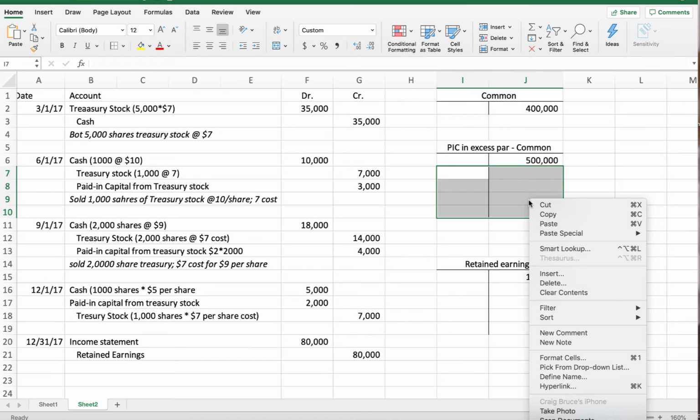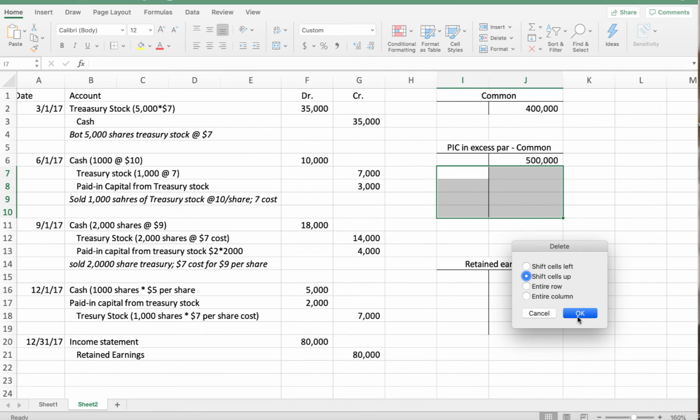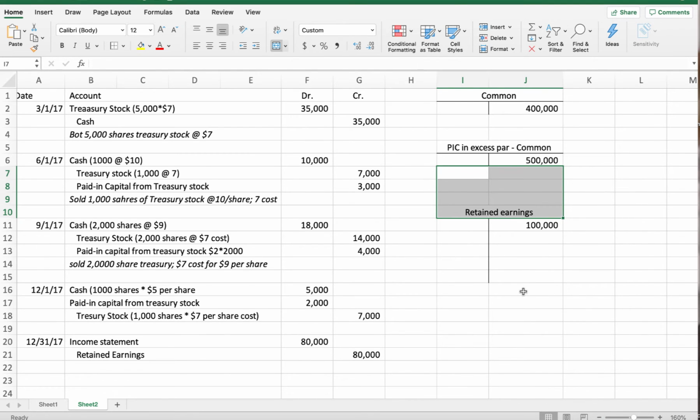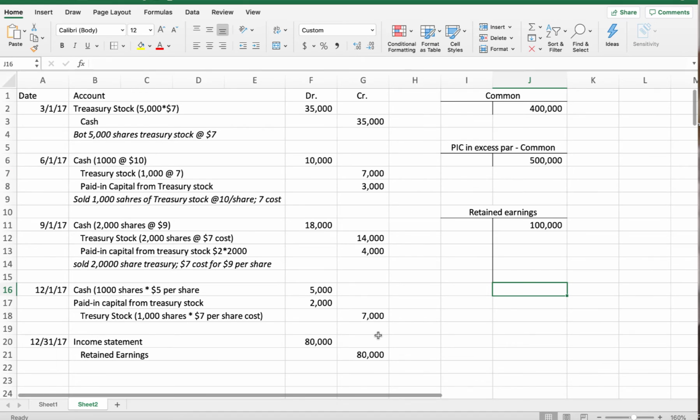Because we did not hit these accounts, so they will not change. I don't need space beneath them to put in my journal entries, right? So I'm going to go ahead and post the transactions that affect all these accounts. I'm not going to worry about my cash.